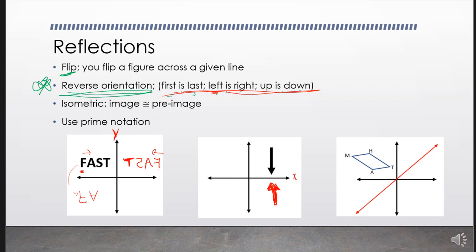And then the other thing here is they're isometric. Again, we spoke about that term with the translations. Isometric meaning that your pre-image and your image are congruent. They should be the same size. Angles are the same measures. So no size change there. Again, the only one of these that is not isometric is going to be the dilation. And just like with the translations, we're going to use the prime notation. No need to worry about the last one. You guys can give that a try.